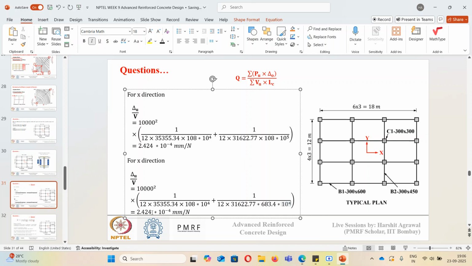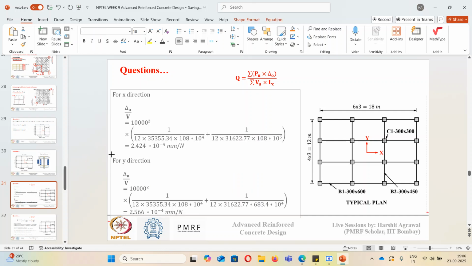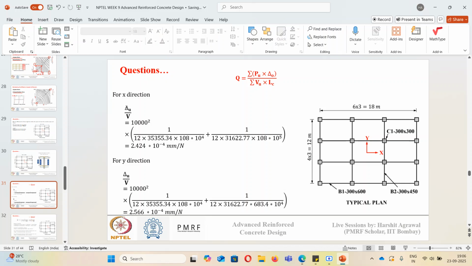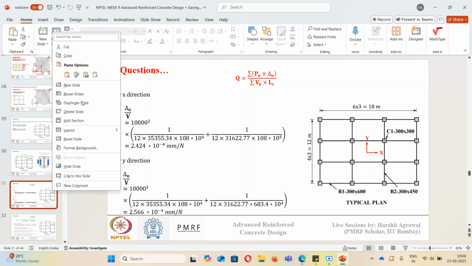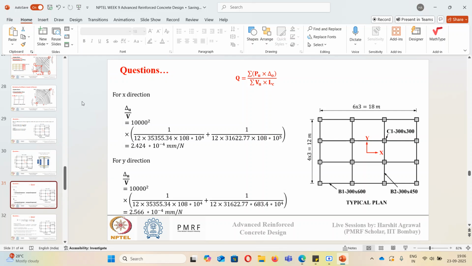So you will see the delta u by v value in y direction will come out to be 2.566 into 10 to the power minus 4. Okay, so this is in y direction. So we have calculated the lateral displacement in both x direction and y direction. Now once we know this delta u by v value, we can calculate the stability index. So for stability index, again I will copy this slide.